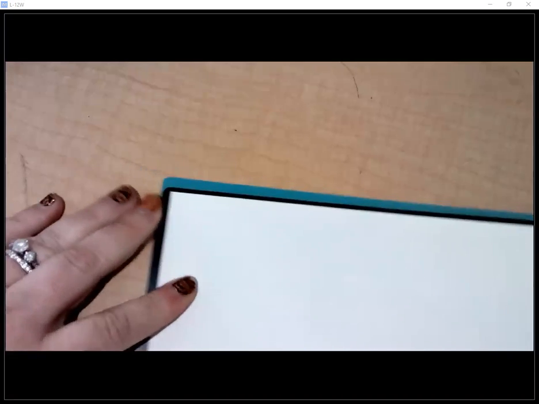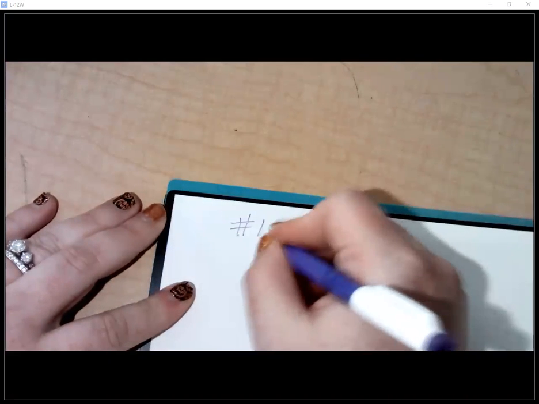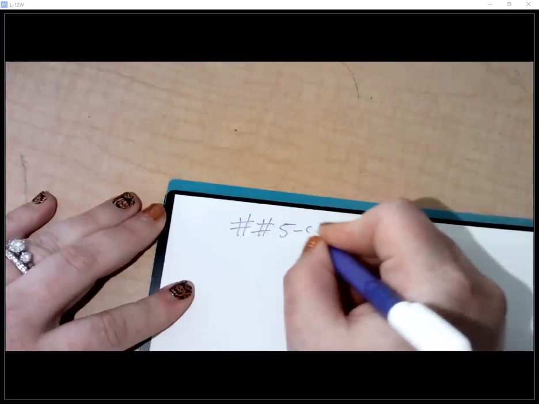Okay, so this is 5-5. And make sure. All right. So 5-5. Trapezoids and kites.